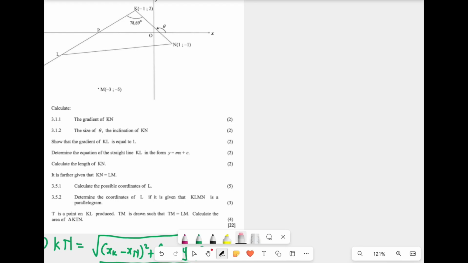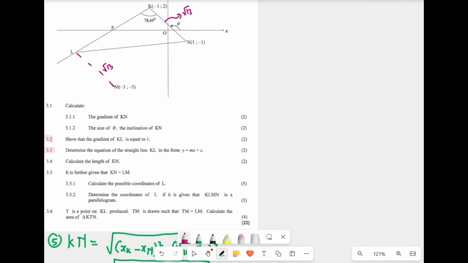All right, so now KN is equal to, so we have calculated our KN, and then we got square root of 13, and then we are told it is now given that it is equal to LM. Here is our LM. Let me join this line. So here we also have square root of 13. Now calculate the possible coordinates of L. Now we need to remember, we also found the equation of this line. So we said the equation of the line KL is given by y is equal to x plus 3.